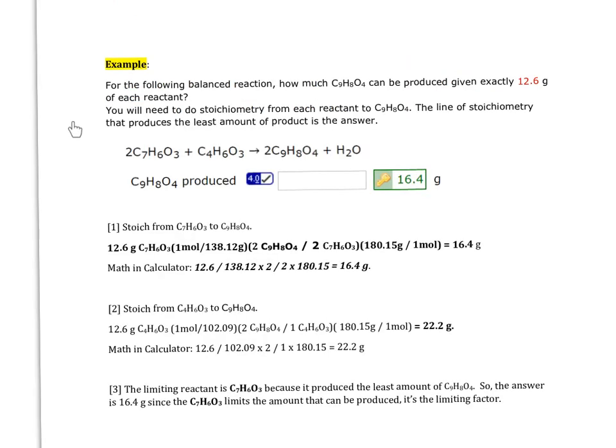Let's move on to the following example. For the following balanced reaction, again, it's balanced.